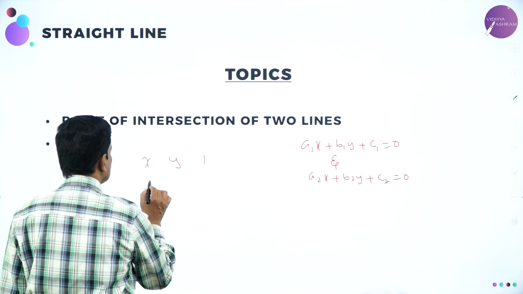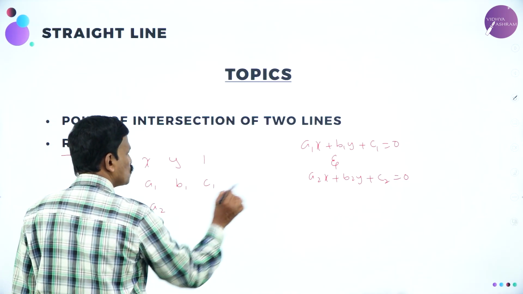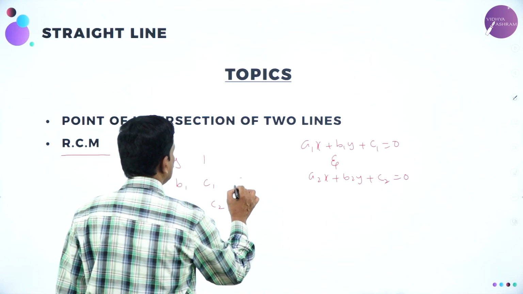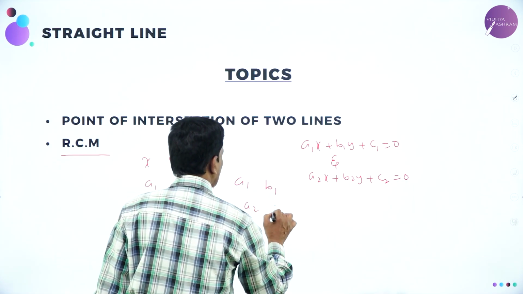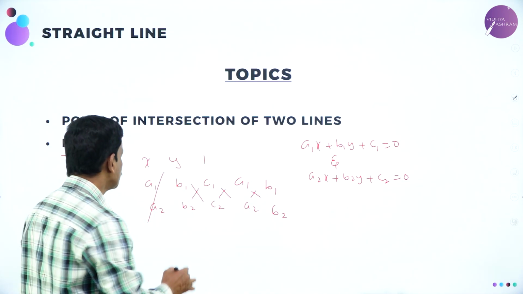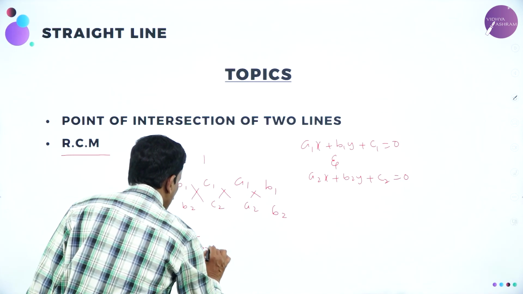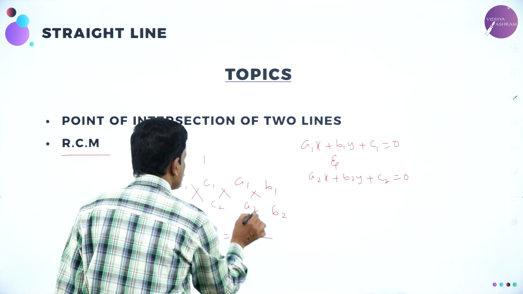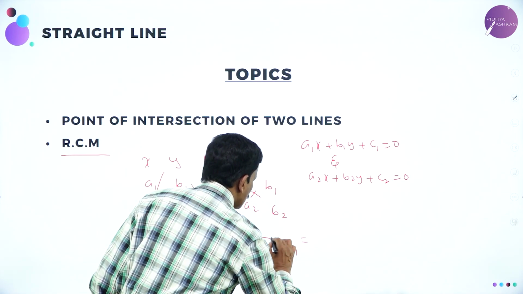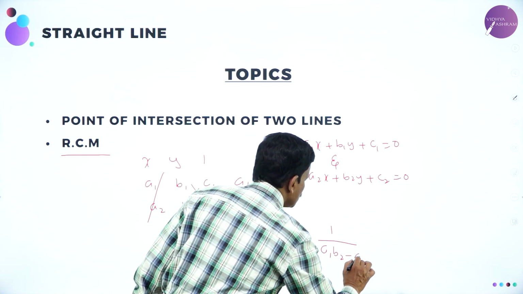So, the coefficient of x is a1, y is b1 and the constant is c1. Similarly, the coefficient of x is a2, y is b2 and the constant is c2. Repeat the coefficients of x and y, a1, a2, b1 and b2. Strike the first line and apply the rule like this. This is called the rule of cross multiplication. Now x divided by b1 c2 minus b2 c1 is equal to y divided by c1 a2 minus c2 a1, is equal to 1 divided by a1 b2 minus a2 b1.